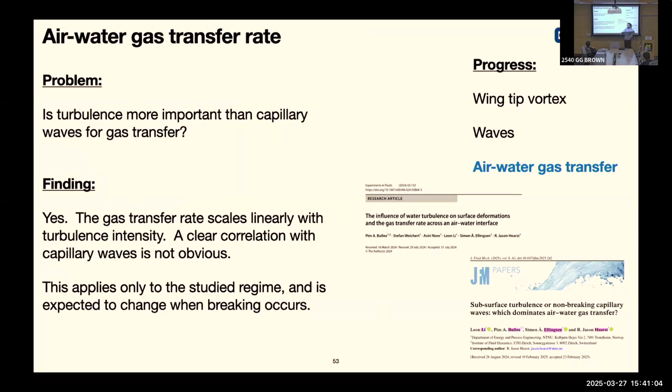But here, whenever the waves are just capillary waves, the turbulence seems to play a larger role than the capillary waves do. And this is detailed in these two studies. This one was just accepted and the other one's already available.